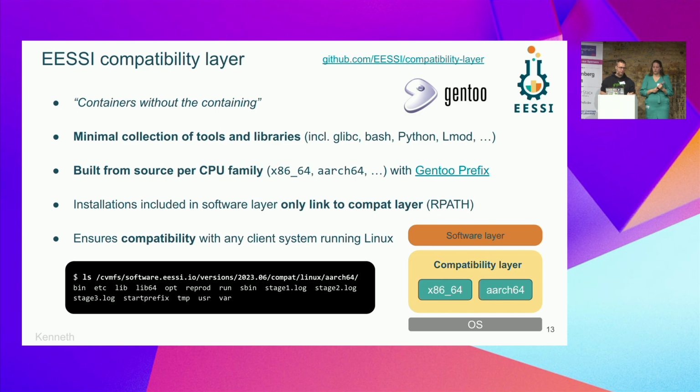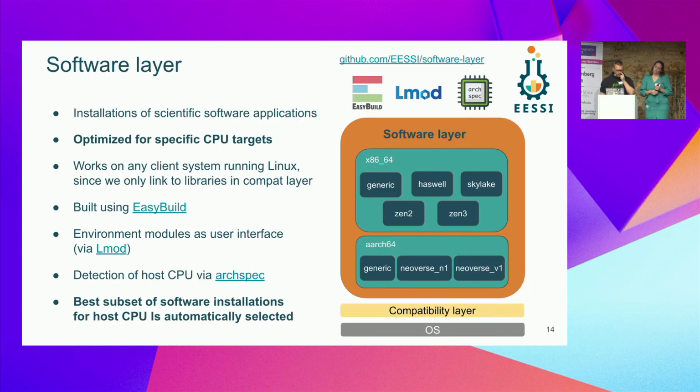We don't care whether you're running Ubuntu or CentOS or whatever, because our applications basically only use the libraries from that compat layer. In the software layer, we then do the actual installations we care about, the scientific software, which is again built for different CPU targets, but here for very specific types of CPU. And that way we can optimize, for example, for an Intel Haswell or an Intel Skylake CPU, we provide separate installations which are properly optimized to run on these. That part is done with EasyBuild.